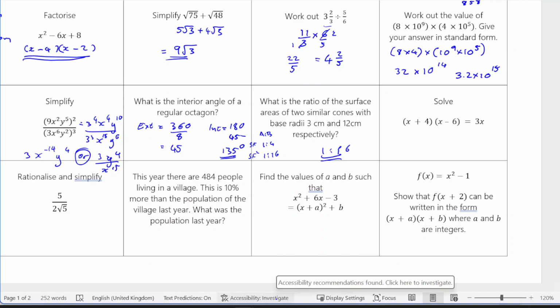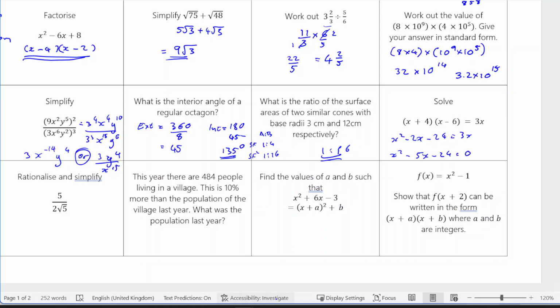Okay, solve, not a particularly nice one. So I'm going to multiply this out. I'm going to take everything over to one side, and then I'm going to try and refactorize. So that's going to give me x squared minus 2x minus 24 is equal to 3x. Let me just double check that. Okay, if I minus 3x from both sides, then I would get x squared minus 5x minus 24 is equal to 0.